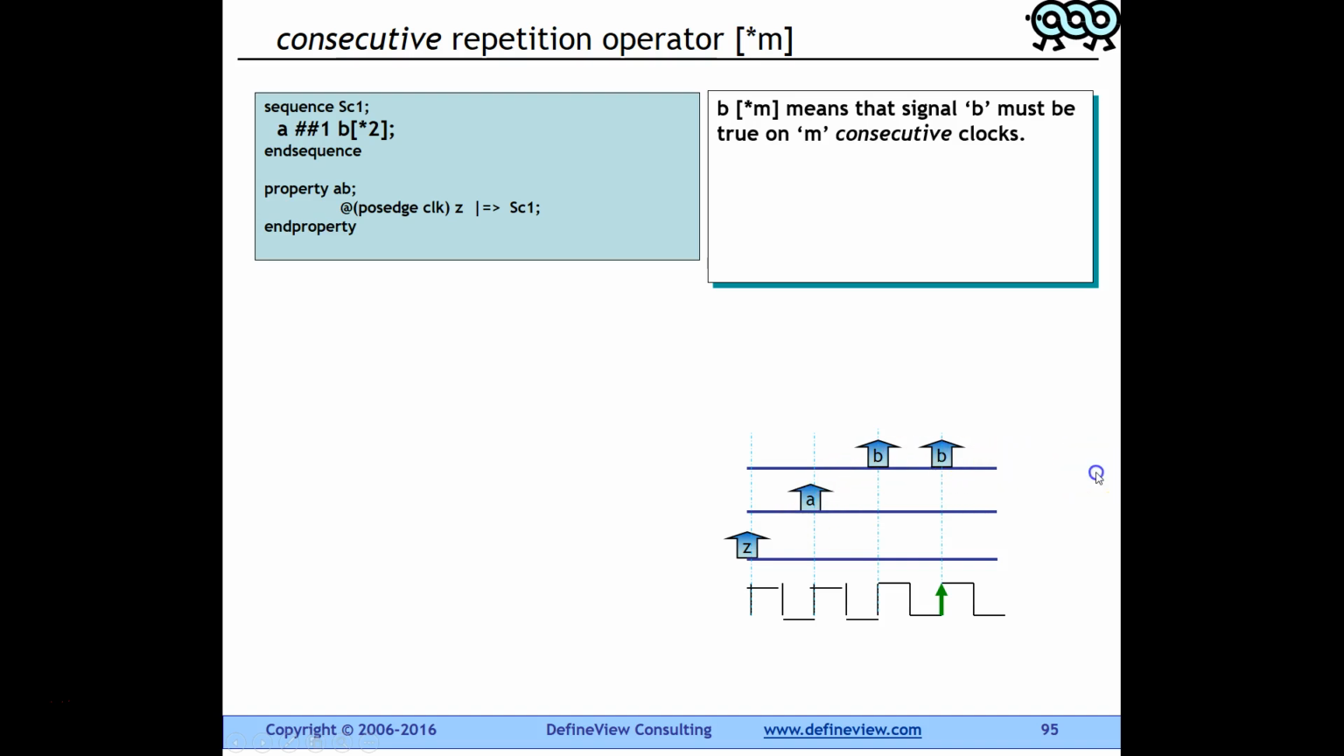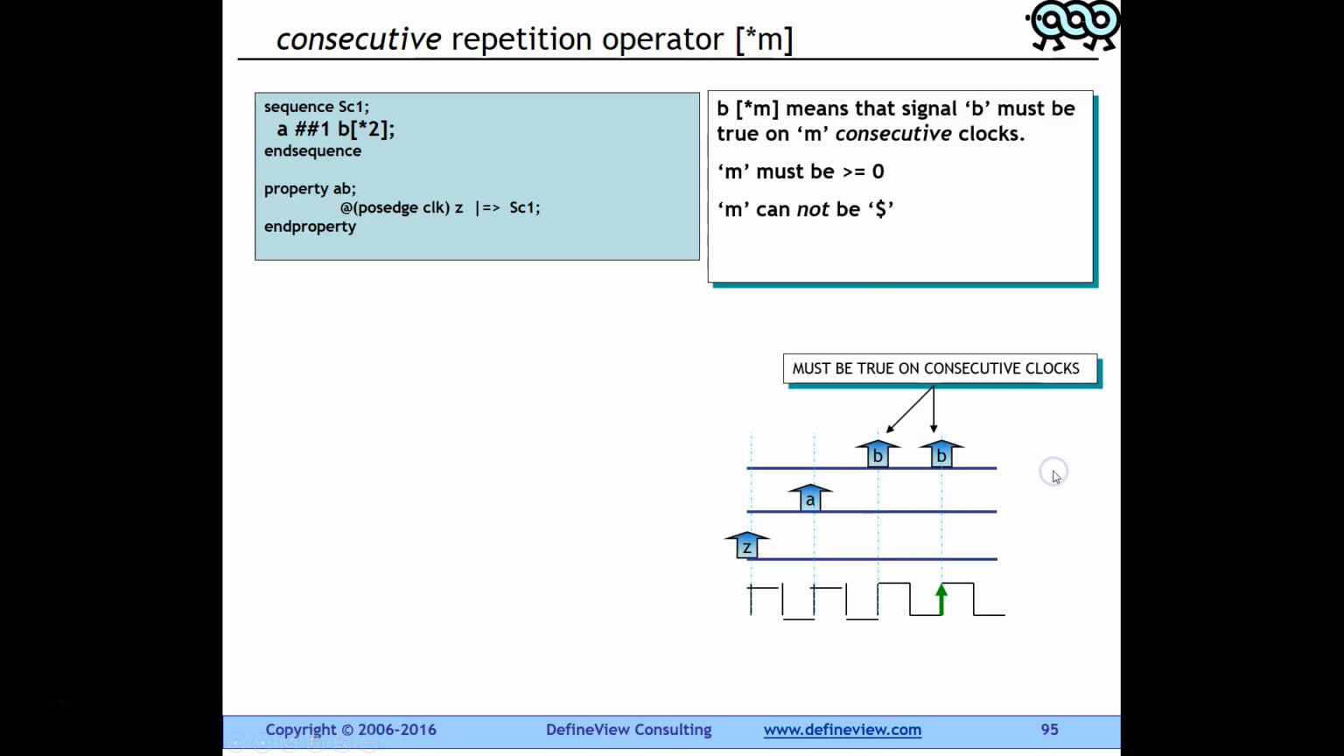And it must be true on consecutive clocks. M can be greater than or equal to 0. When M is 0, it's called an empty match. And we'll see that a bit later.